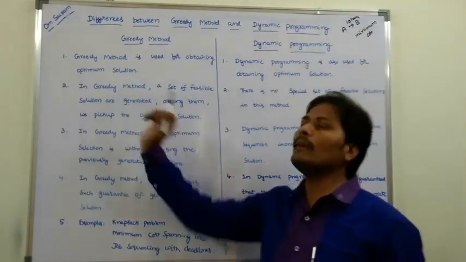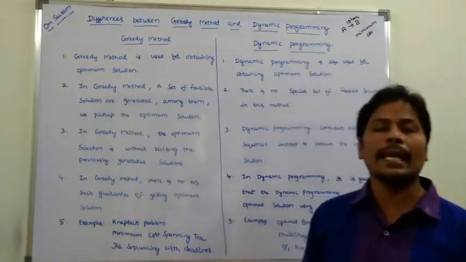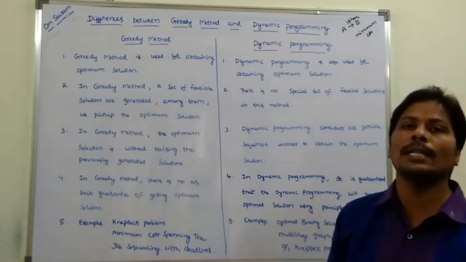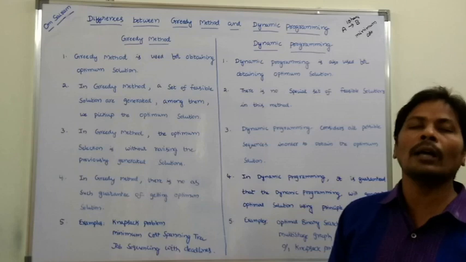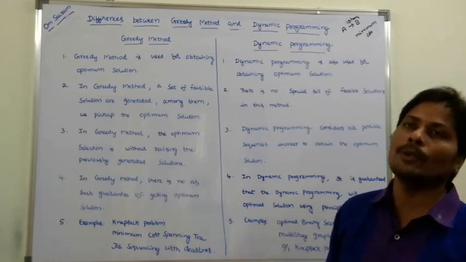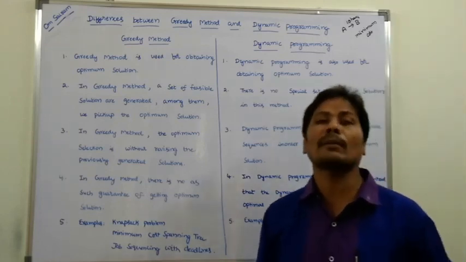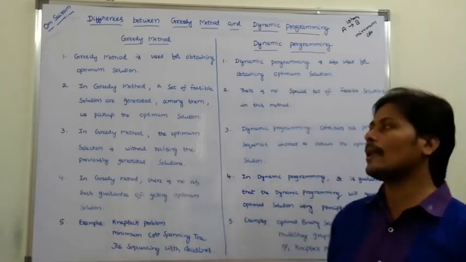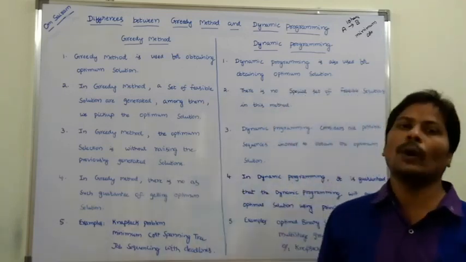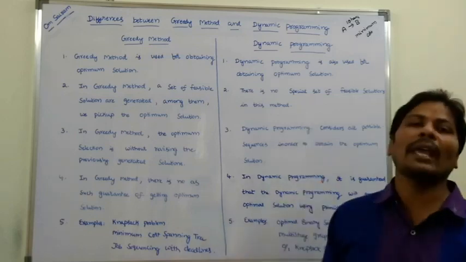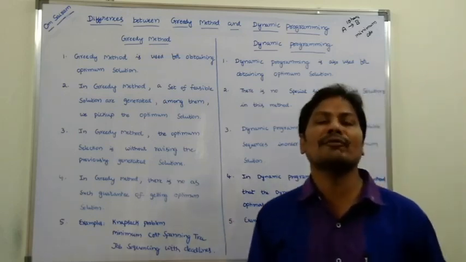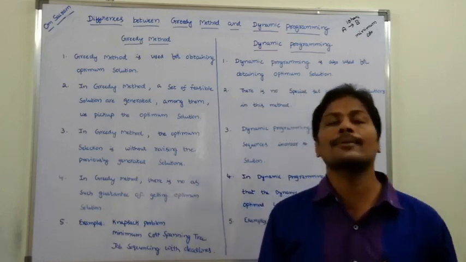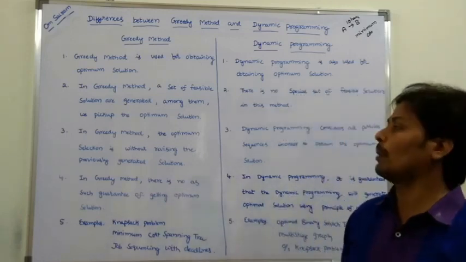Next, in the greedy method, first we take a problem. For that problem, we have to find all feasible solutions. Among them, the feasible solution that has the maximum or minimum result can be taken as the optimal solution. In dynamic programming, there is no such concept of feasible solution. We directly calculate the optimal solution to the given problem.